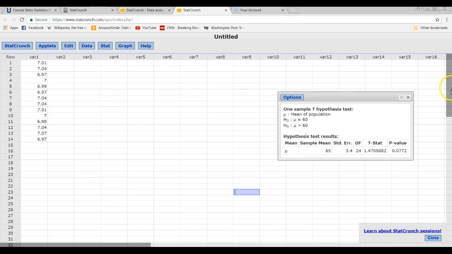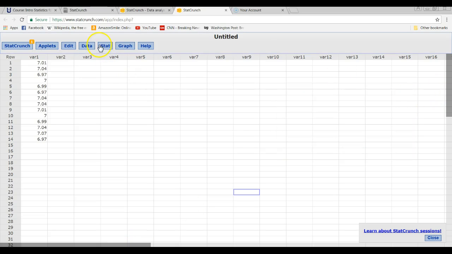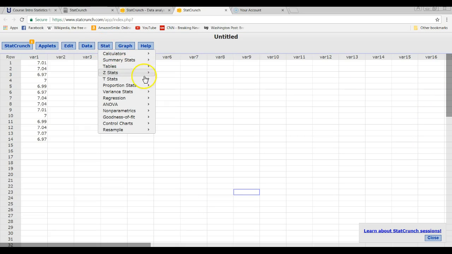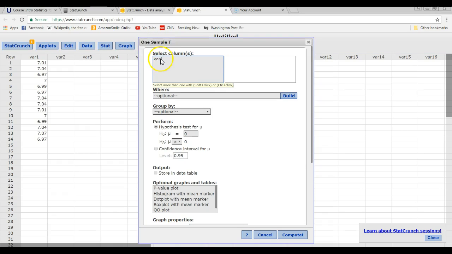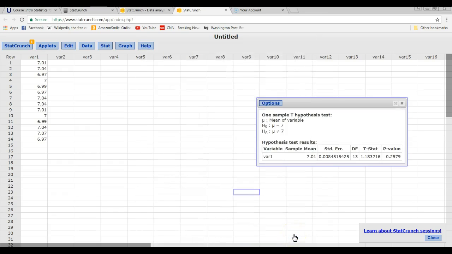So if we go to StatCrunch, I've typed the data in already. We go to T-Stats again, one sample, and this time with data instead of with the summary. So we pick our variable, and our hypothesized value is 7, and we wanted that to be not equal to anyway, so we'll leave that there. Hit compute, and that gives us the hypotheses, gives us a test statistic, and it gives us a p-value.